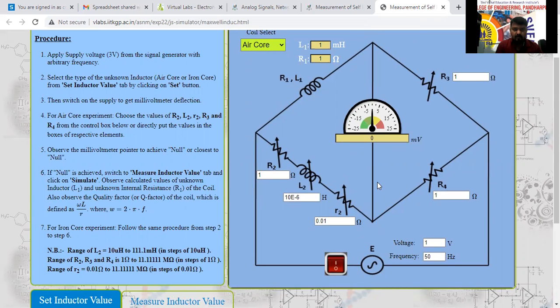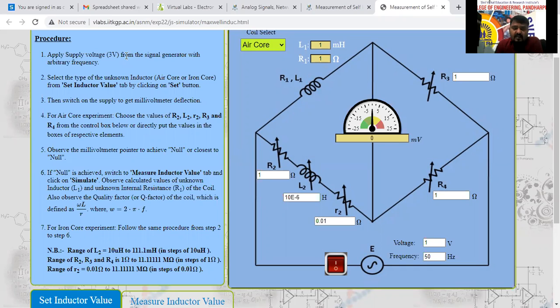Yes, sir. Okay, see here. This is the circuit diagram. This is the millivoltmeter, which is going to give the value. The R3 value, R2 value, and L2 value we can vary here, and the r2 value also we can vary, and R4 also. These can be set by using the inductor value. This is a fixed one, which we are going to call here.